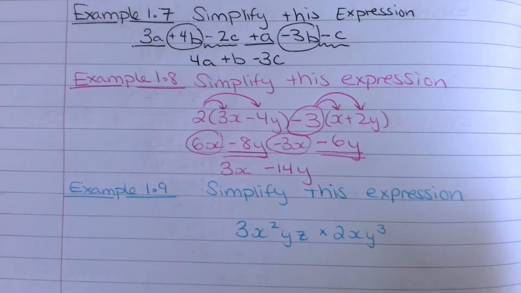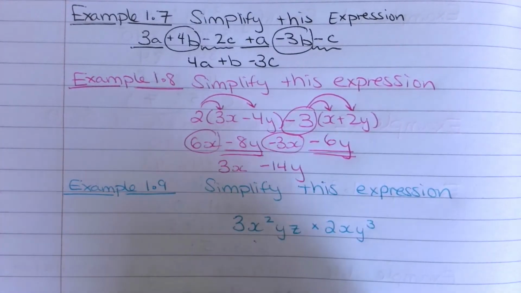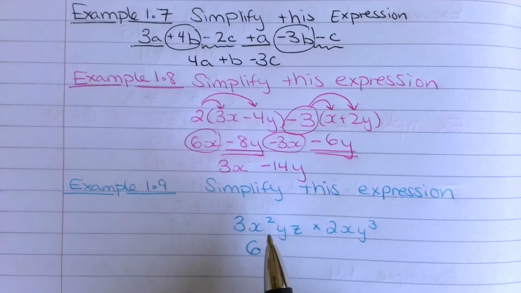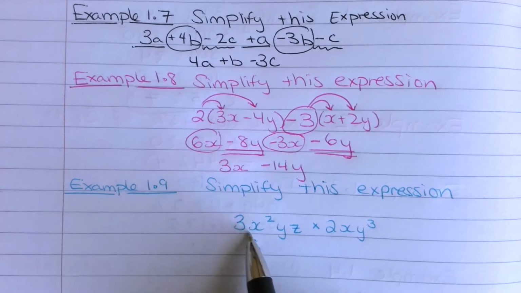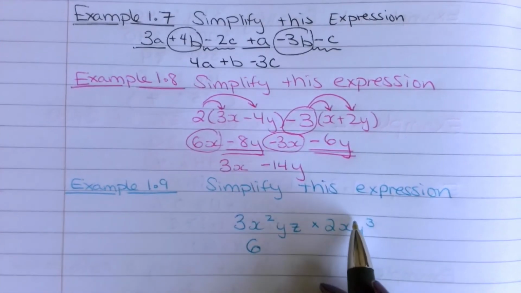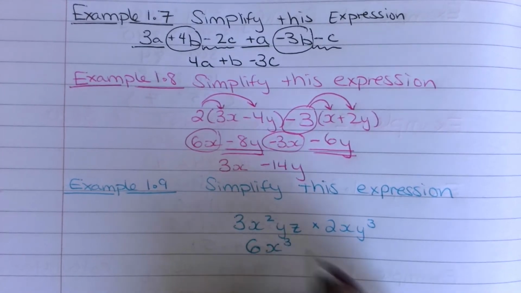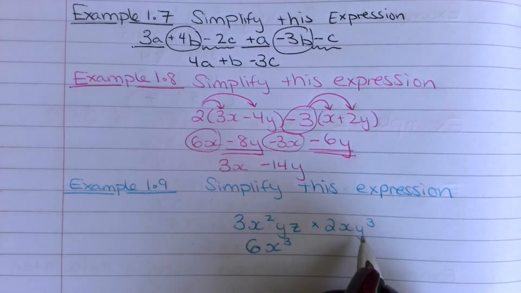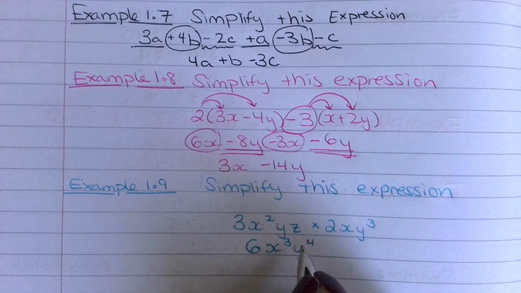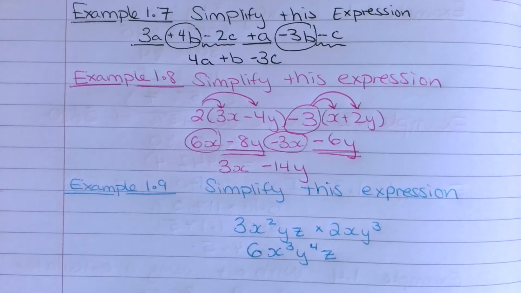First, let's multiply our coefficients. 3 times 2 gives us 6. Now, when multiplying with your index laws, you can only use the rules if they have the same base. So x squared and x to the power of 1, we can add the indices, so it's x cubed. Y times y cubed is y to the power of 4. And as there's only a single z, our answer will have just one z.